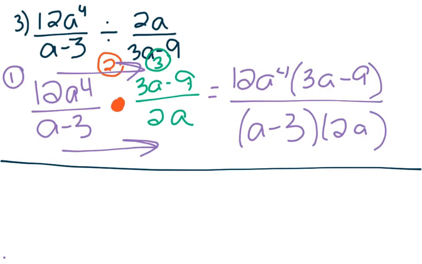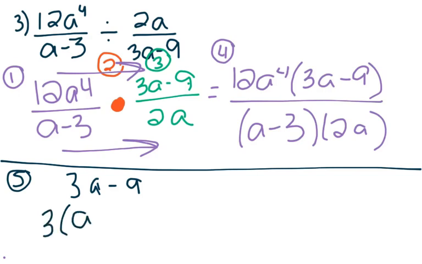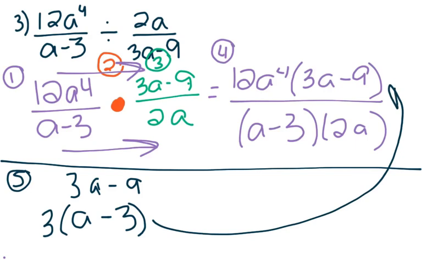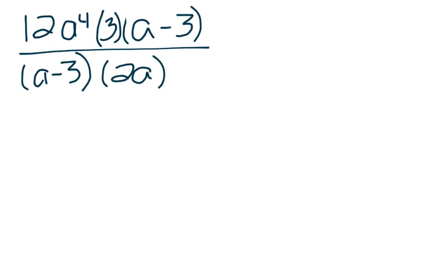The next step is to factor what I can. So I can factor out 3a minus 9. I can factor through GCF a 3. So I will have a minus 3. And that's the only thing that I can factor out. So now I'm going to replace 3a minus 9 with 3 times a minus 3. Now that it's completely factored, I can start eliminating things. I have a minus 3 down here, and a minus 3 up here, so those cancel out. Let's clean this up now.